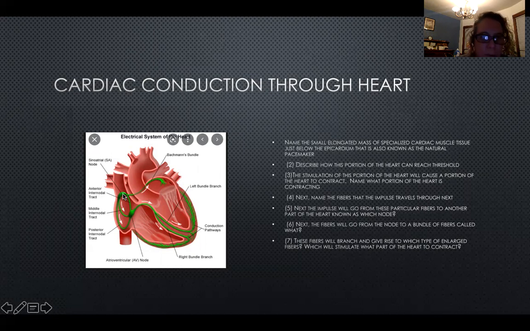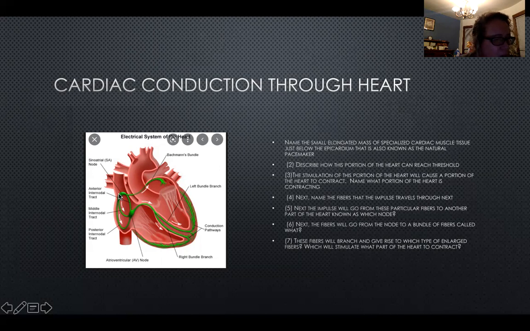This part of the heart, the SA node, can reach threshold on its own. So it can basically stimulate itself if your heart's working and everything's working correctly. So basically, that gets stimulated.